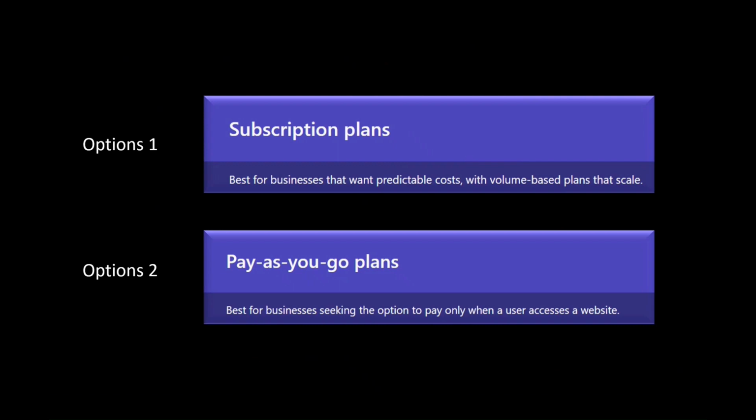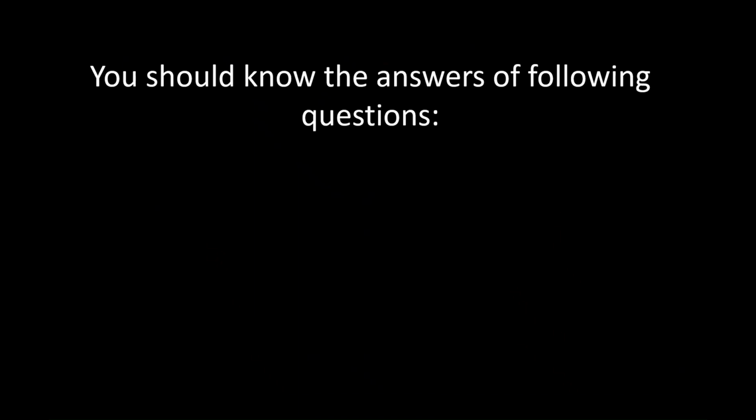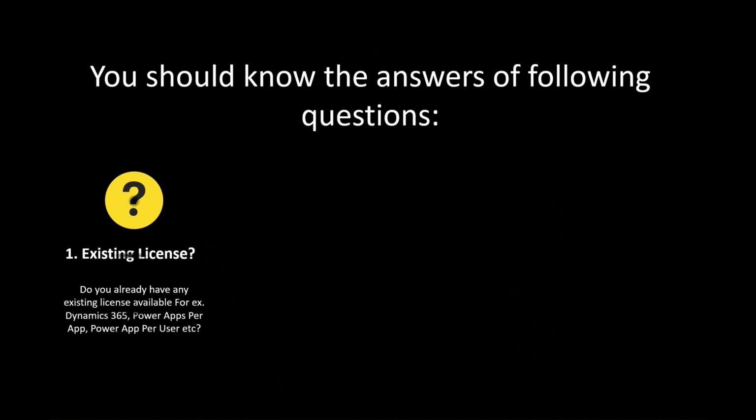Now, the biggest question that everyone has is how do I decide which license option I should use? Because you have two options. One is capacity based, that is the subscription plan, and the second is the pay as you go plan, which is the consumption based plan. But how do I decide which license option I should choose? When you have to decide, you should know the answers to the following questions. The first question is, do you already have any existing license?